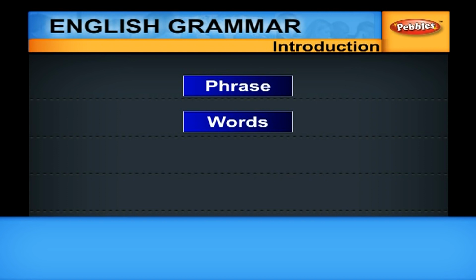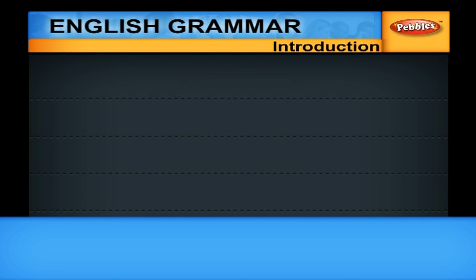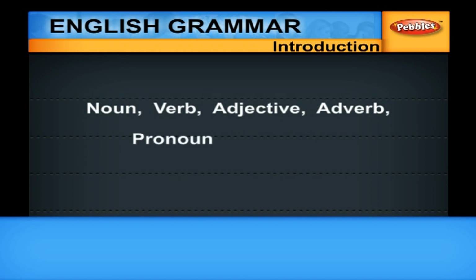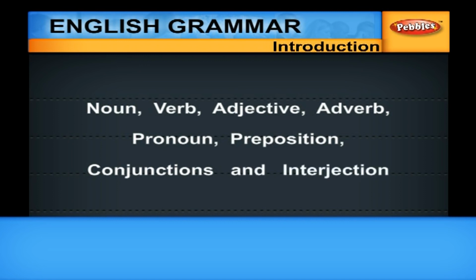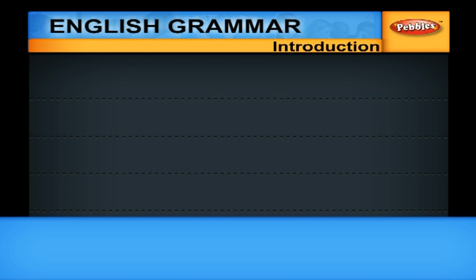Words are classified into word classes, what we popularly call parts of speech. Traditionally, we talk about 8 parts of speech. They are noun, verb, adjective, adverb, pronoun, preposition, conjunctions, and interjection. To these, we add 2 more. One is auxiliary verbs and the other articles.